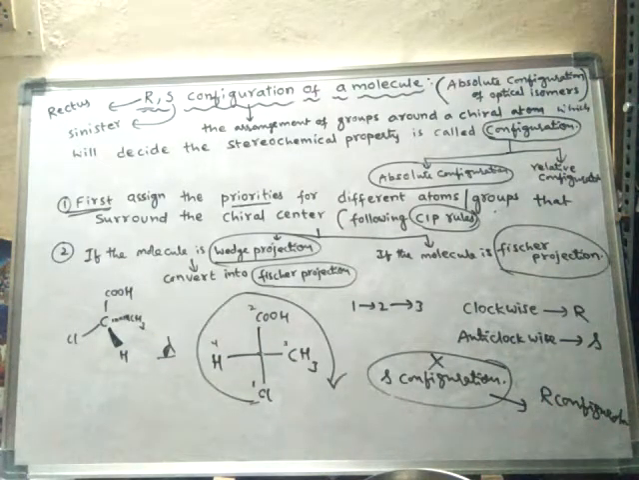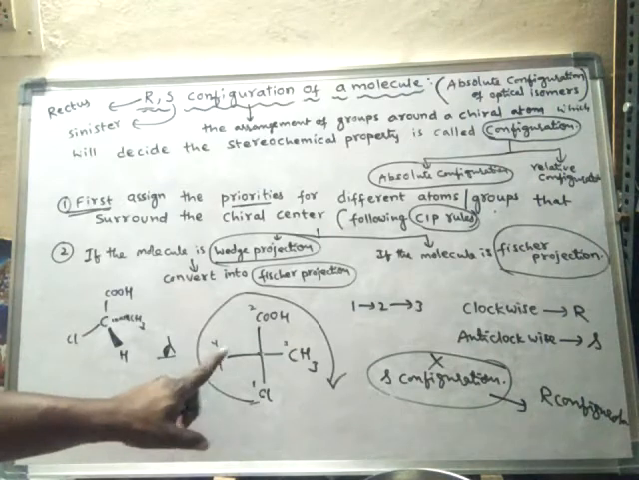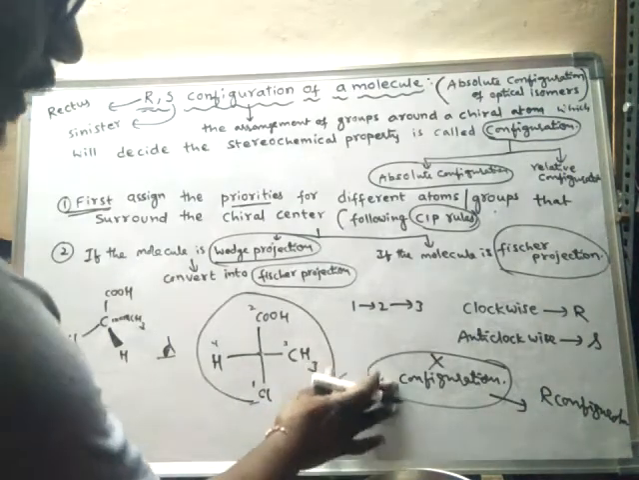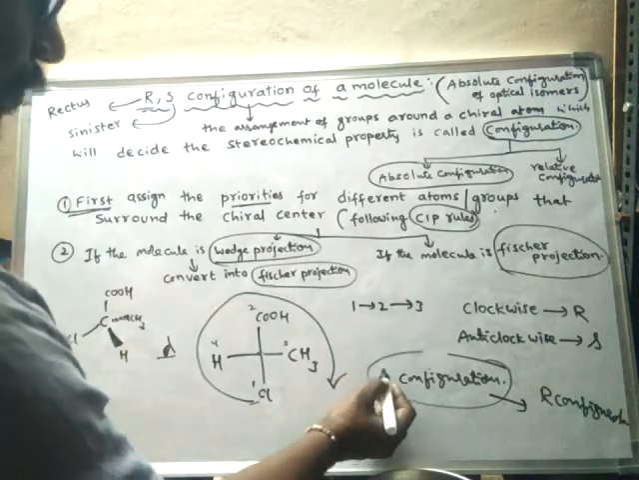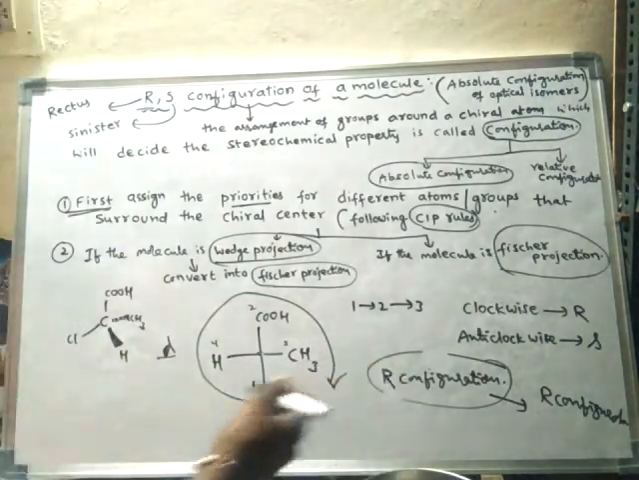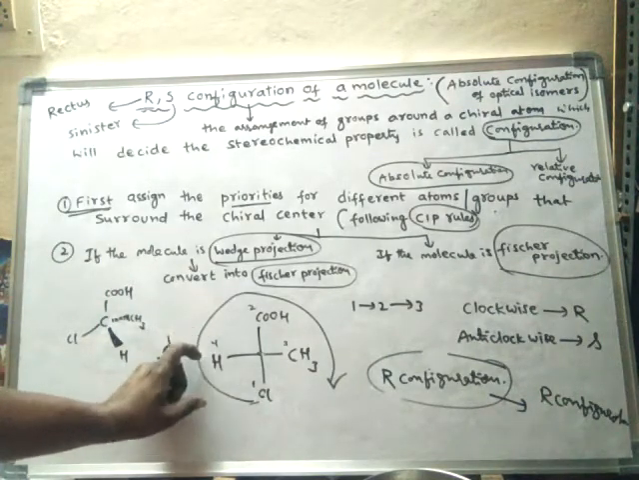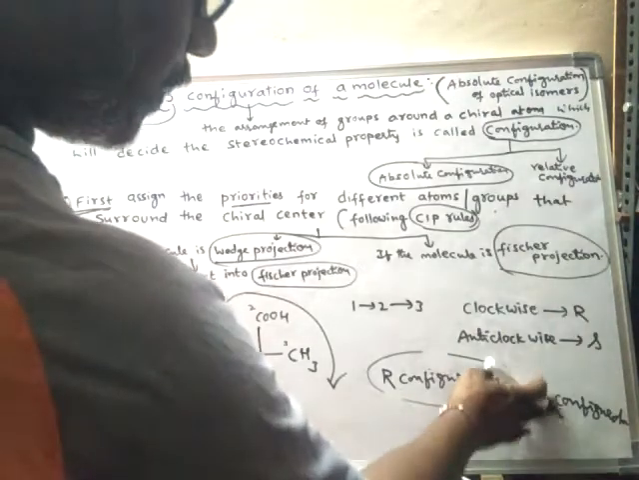But we have to check whether the lower priority group is present in the horizontal position or not. If the lower priority group is present in the horizontal position, immediately we have to take its opposite configuration. So here we assume that it is R configuration because it is towards the clockwise. But as the lowest priority group is present on the horizontal line, we have to take the opposite configuration to R configuration.